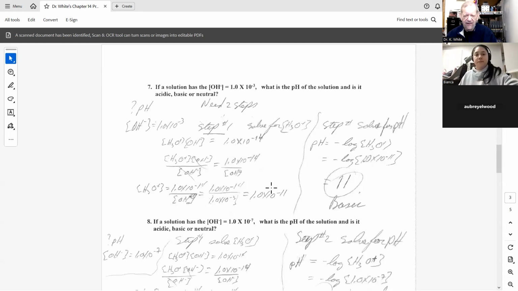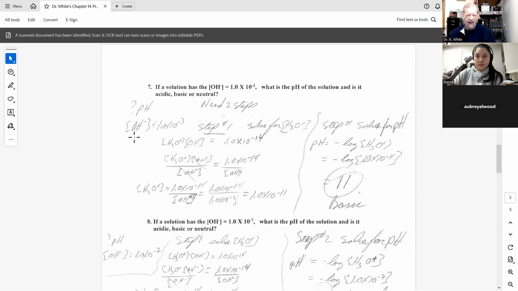Now, let's look at number 7. If a solution has hydroxide, OH minus, concentration, that's what the brackets mean, moles per liter, of 1.0 times 10 to the minus 3, what is the pH of the solution? Is it acidic, basic, or neutral? Now you need 2 steps. Why? Because pH is minus the log of the hydronium ion concentration. Oh, look, Dr. White was being mad and cruel to his students. He didn't give us the H3O concentration. He gave us the hydroxide.